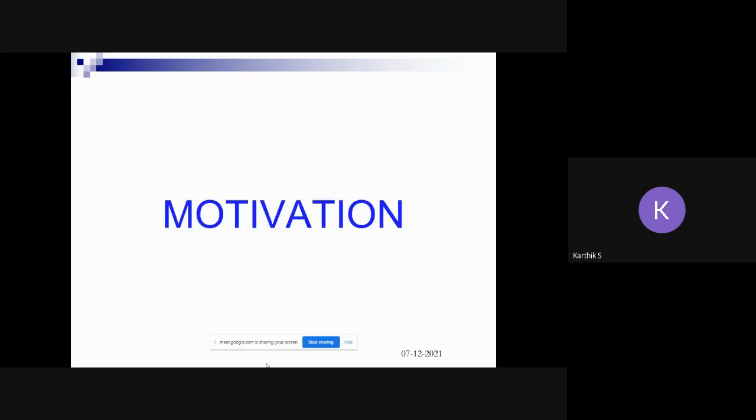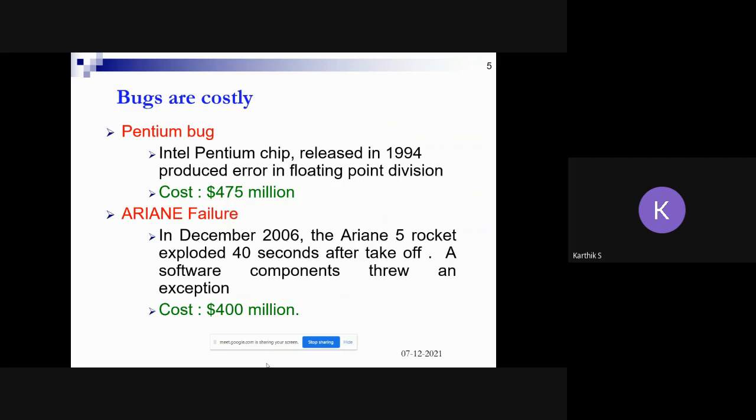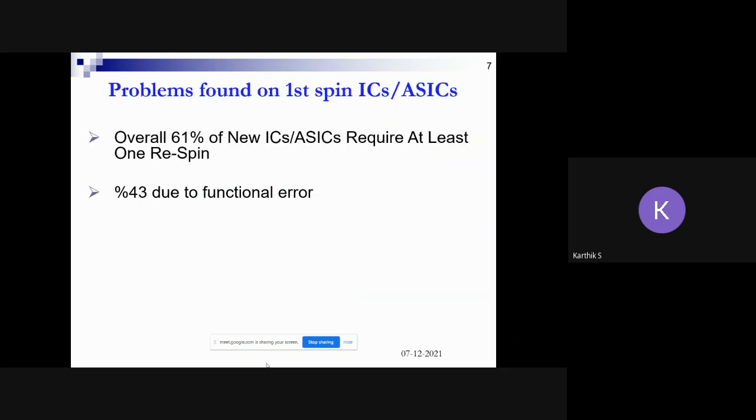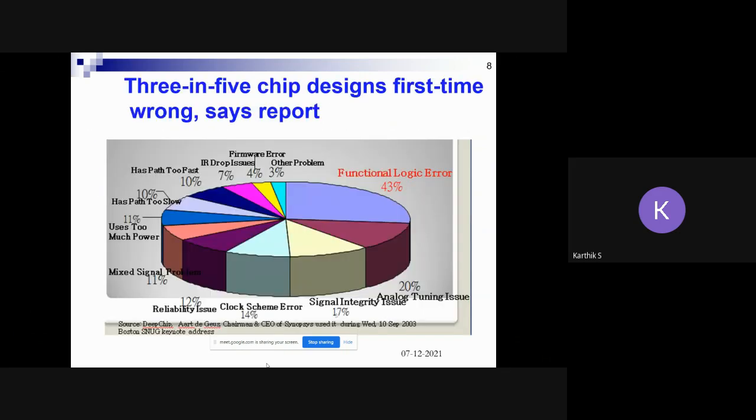What motivated me to take up this work is that even a small bug found later will cost human lives, and also the amount invested for fabricating that particular IC. So 3 in 5 chip designs reported first time was wrong, and this is mainly due to that 43 percentage of the errors found were due to functional logic.